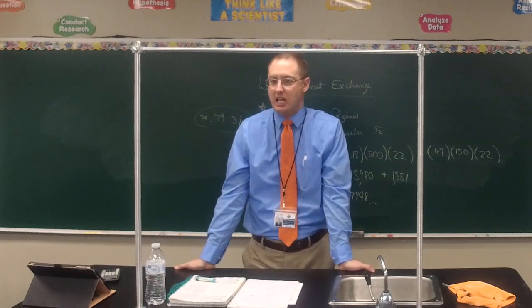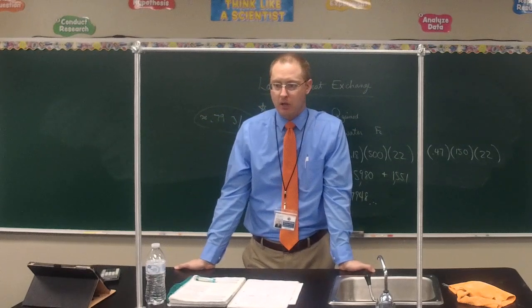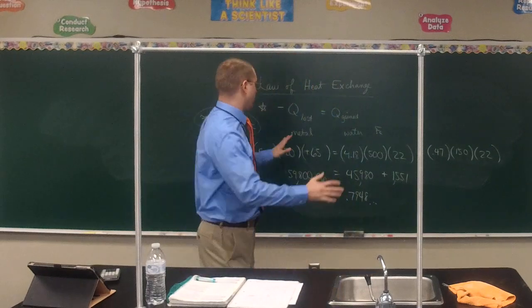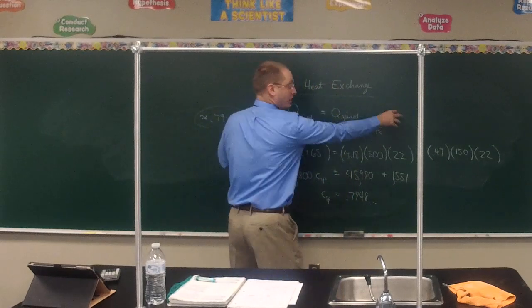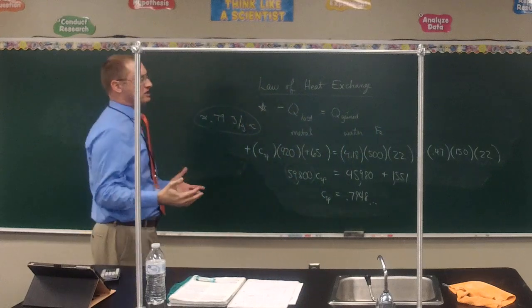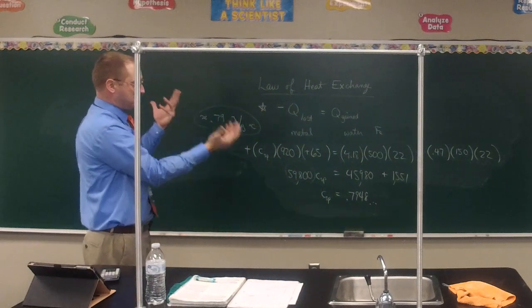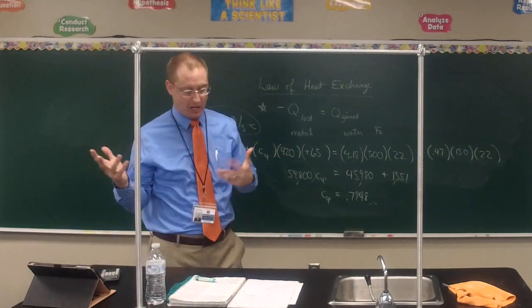On number 17, ignore the container. On number 17, the container doesn't exist. So here, remember, we have the metal on one side and the water and the cup. On number 17, for some reason, they ignore the container. So it's just the 2 substances, one's gaining, one's losing.